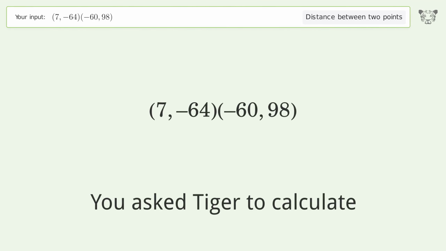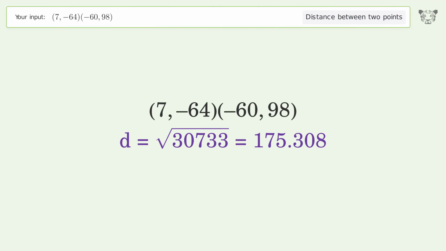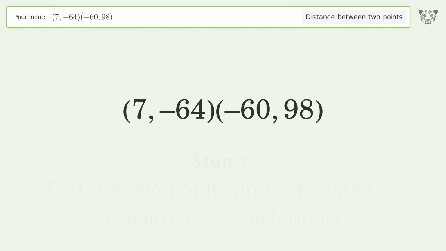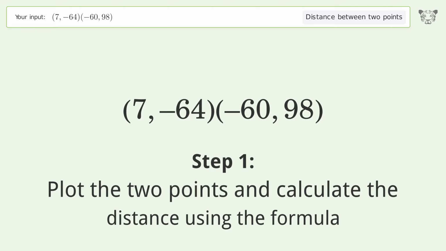You ask Tiger to calculate. This deals with the distance between 2 points. The distance between the 2 points is the square root of 30,733, or 175.308. Let's solve it step by step. Plot the 2 points and calculate the distance using the formula.